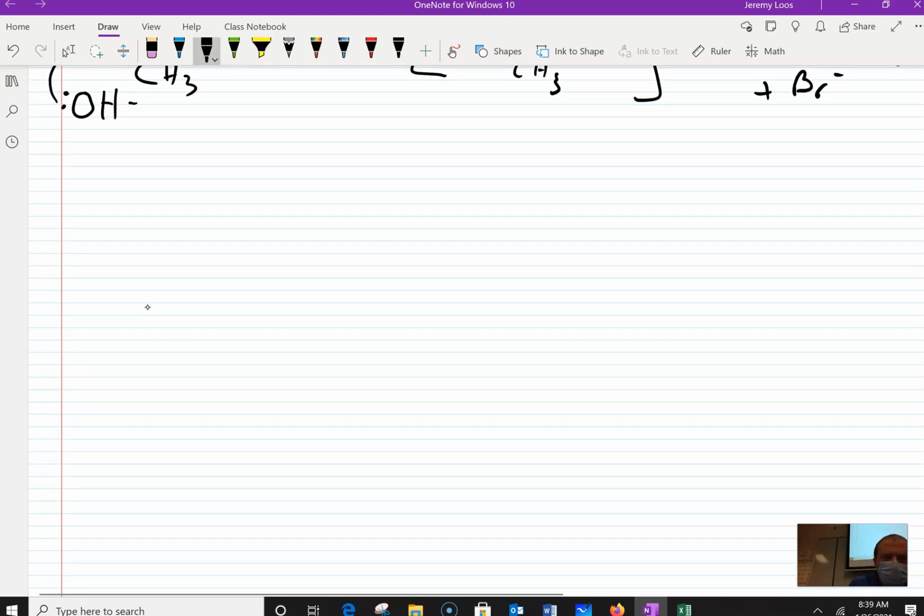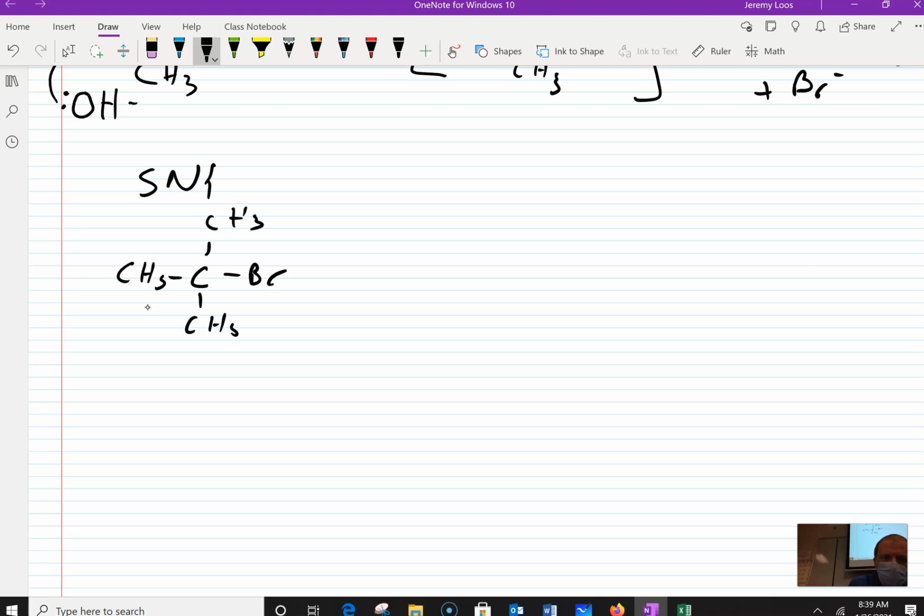Now, if we compare that to an SN1 mechanism, let's this time say that we have a tertiary halogenoalkane like that. In an SN1 mechanism, you cannot have an SN2 mechanism because this carbon is completely blocked by these 3 other carbons right here. So it's literally impossible. The OH does not have room to fit to attack this carbon.